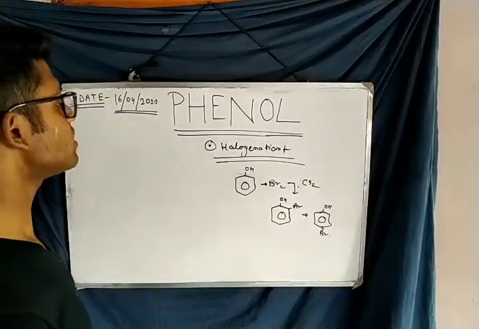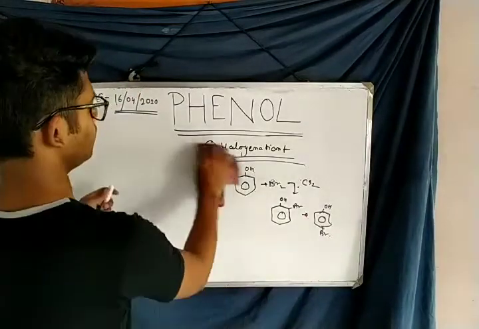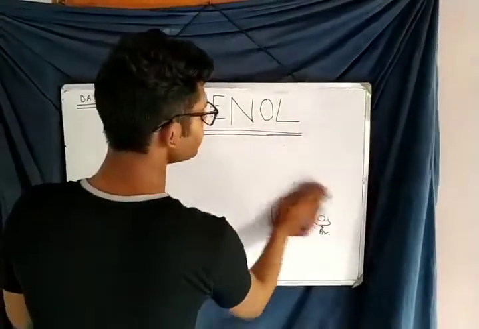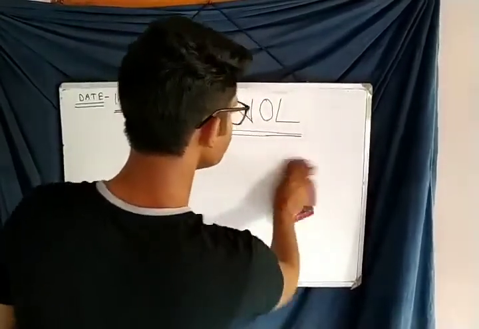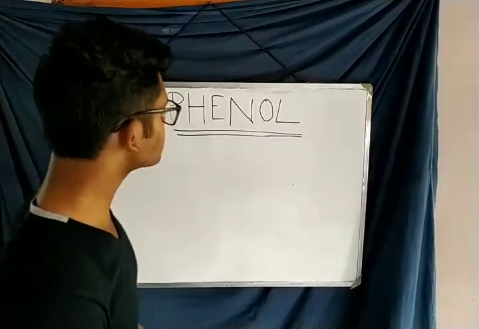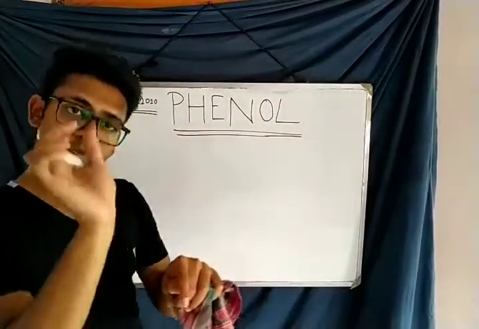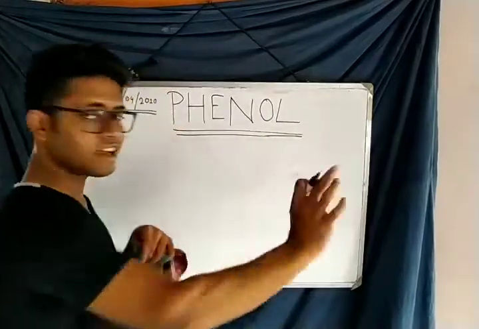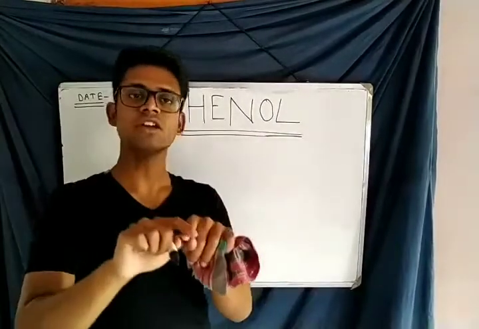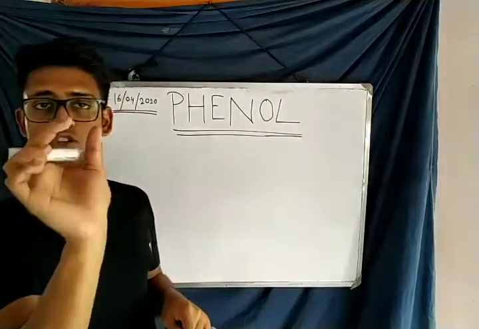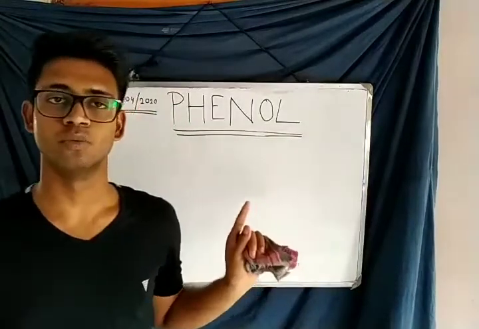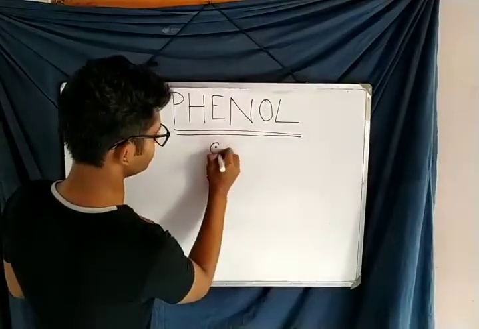Okay, so the next reaction is nitration. See properly, in every reaction we are going to discuss now, the reaction will occur in the ring. In phenol, the OH group will remain static. In all these reactions, the reaction occurs in the ring of this compound, but the OH group is static. No change occurs in the OH group. Next, nitration.